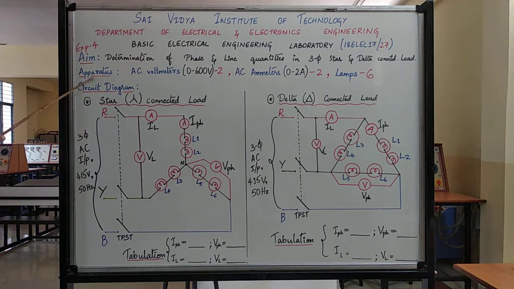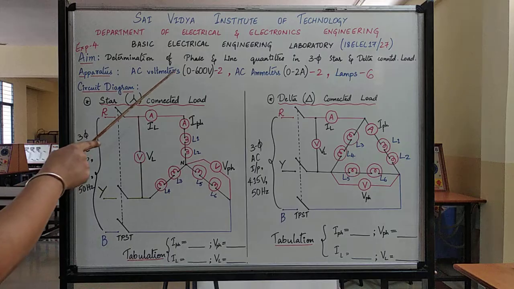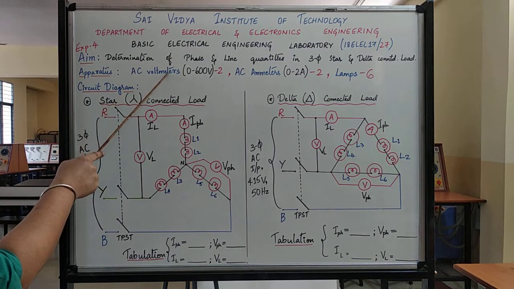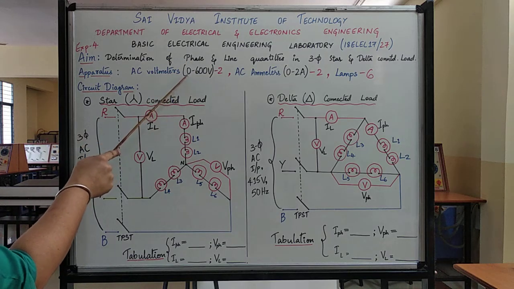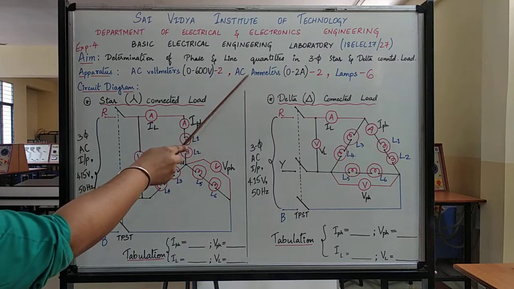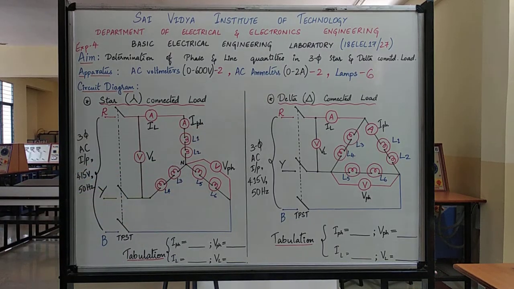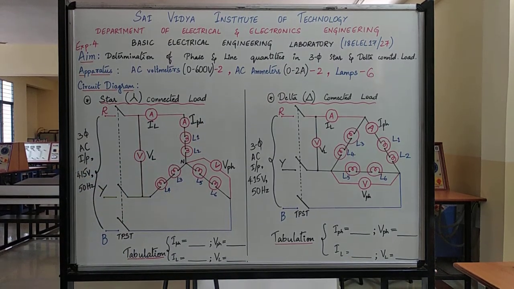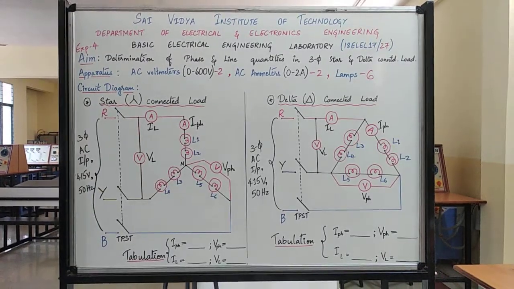The apparatus required to conduct this experiment are measuring instruments such as AC voltmeters, 2 in number, ranging between 0 to 600 volts, 2 AC ammeters, ranging between 0 to 2 amperes, and 6 lamps.